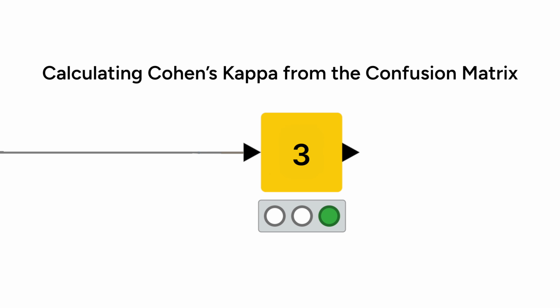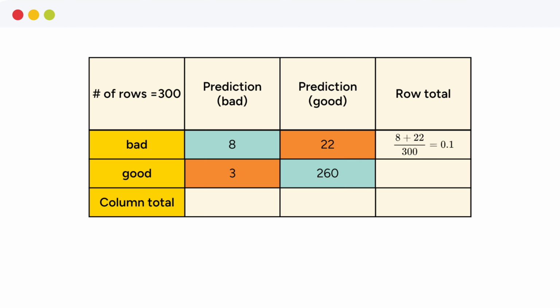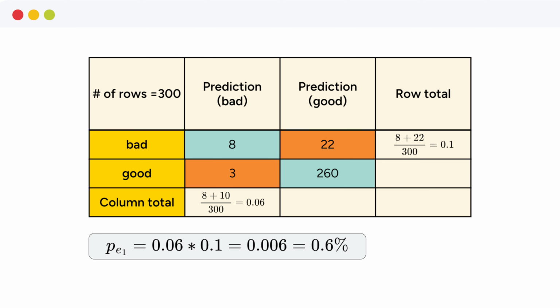You can calculate Cohen's Kappa based on the confusion matrix. We have pre-calculated the row and column totals in the confusion matrix. In the top row total value, you see the a priori probability of the class bad, 10% in our case. In the left column total value, you see how many customers the model predicted the credit rating bad, 6%. Multiplying these probabilities, you see that the actual and the predicted classes are both bad, with less than 1% by chance.